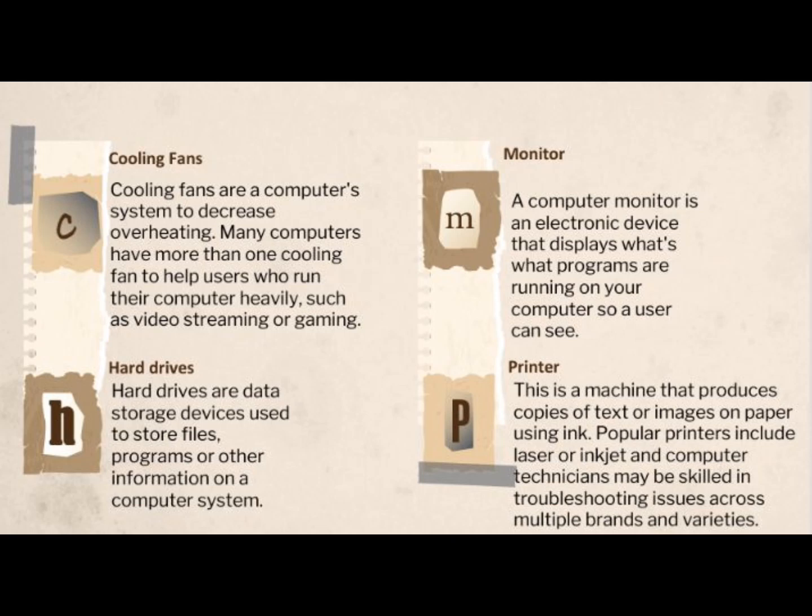Monitor. A computer monitor is an electronic device that displays what programs are running on your computer, so a user can see. Printer. This is a machine that produces copies of text or images on paper using ink. Popular printers include laser or inkjet, and computer technicians may be skilled in troubleshooting issues across multiple brands and varieties.